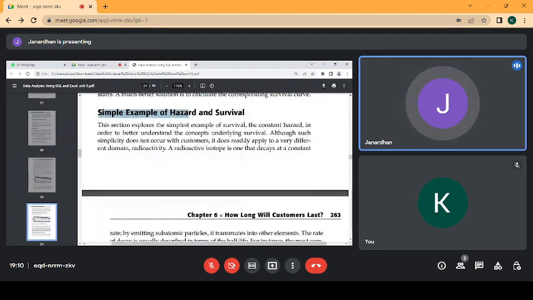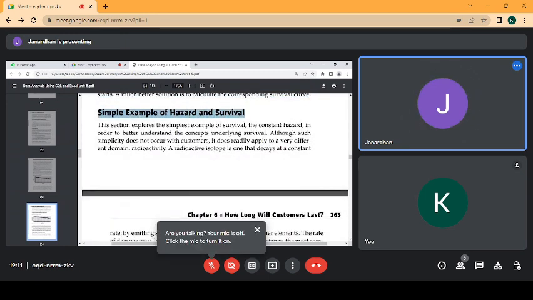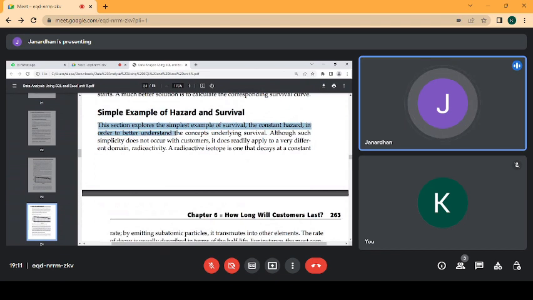Simple example of hazard and survival. This section explores the simplest example of survival, the constant hazard, in order to better understand the concepts underlying survival. Although such simplicity does not occur with customers, it does readily apply to a very different domain, radioactivity.